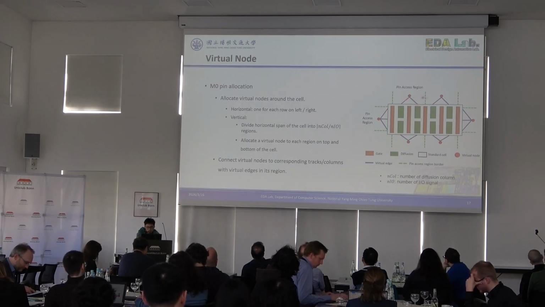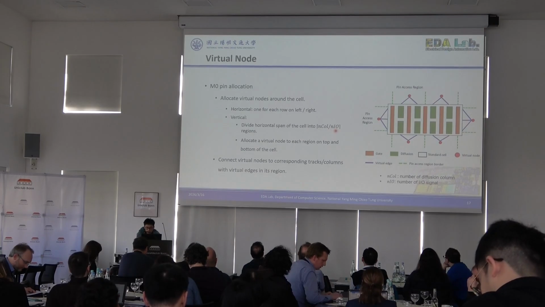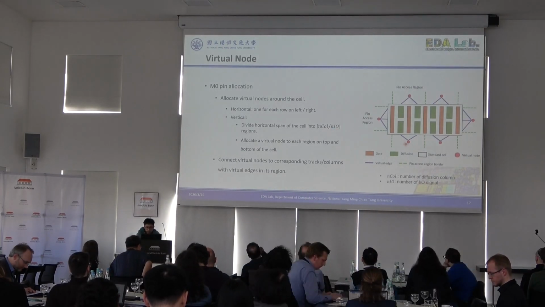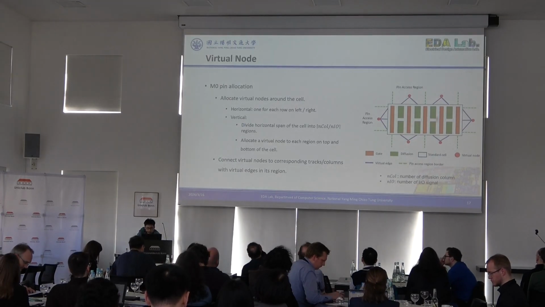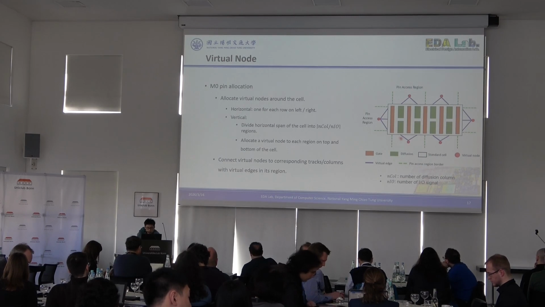For horizontal, one for each row on the left and right. For vertical, we divide horizontal span of the cell into number of columns divided by number of IO pin regions and allocate a virtual node to each region on top and bottom of the cell. We also connect virtual nodes to corresponding tracks and columns with virtual edges in each region.